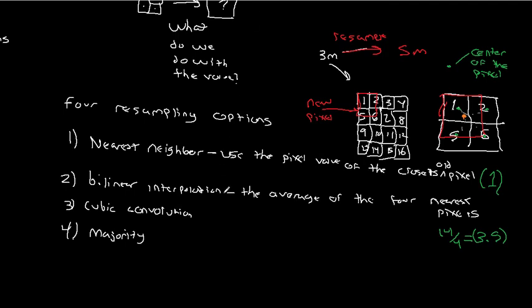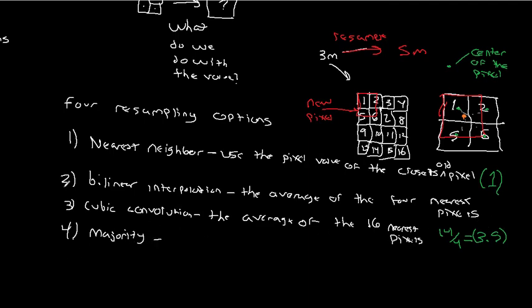So cubic convolution does the same thing as bilinear interpolation, except instead of taking the nearest 4, cubic convolution takes the nearest 16. Right, 16 nearest pixels. So I'm not going to bother doing the math, but you can imagine how we could take the same approach but add more pixels to get a different average.